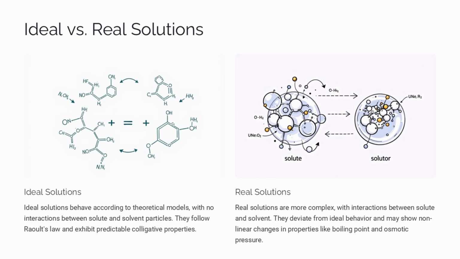Real solutions are more complex, with interactions between solute and solvent. They deviate from ideal behavior and may show nonlinear changes in properties like boiling point and osmotic pressure. The key difference is that real solutions have interactions between solute and solvent, while ideal solutions do not. This leads to deviations from the theoretical, predictable behavior.